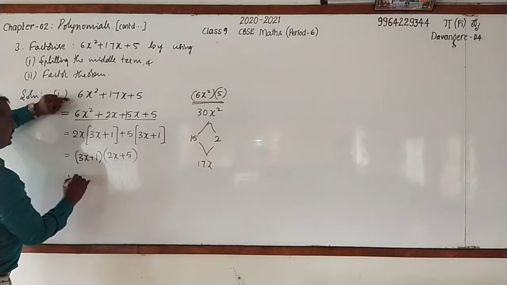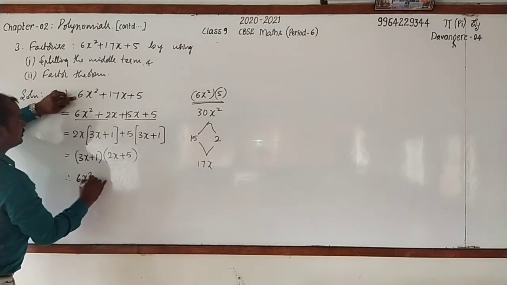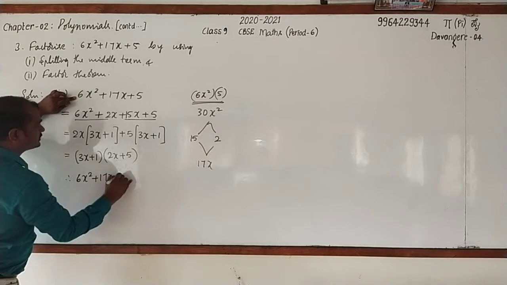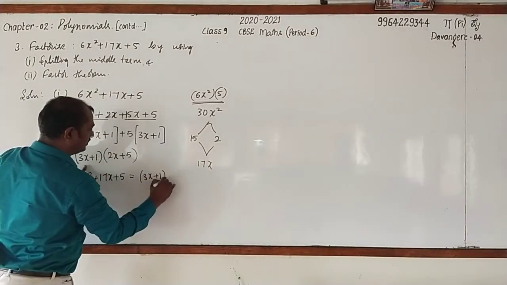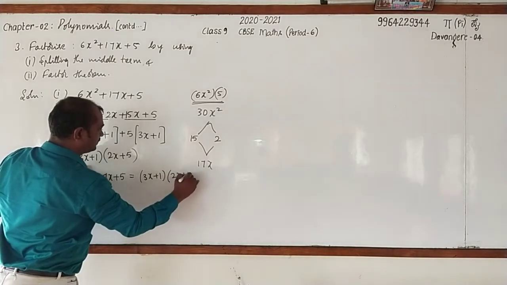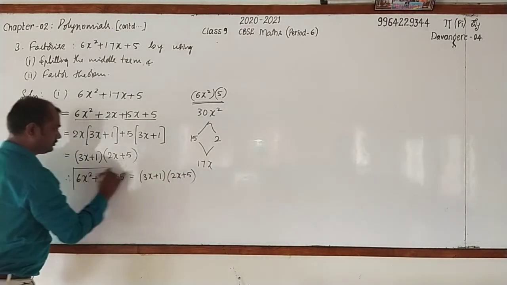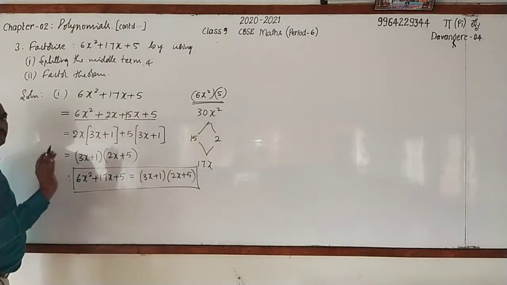Here I'll write. Therefore, 6x square plus 17x plus 5 can be written as 3x plus 1 into 2x plus 5. Over.